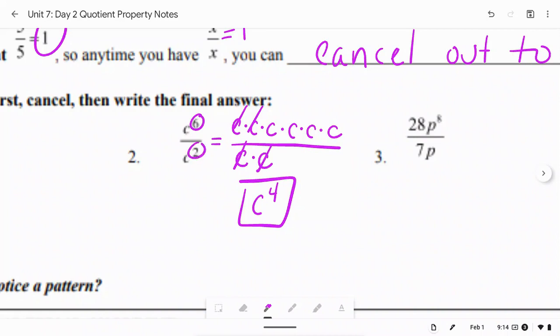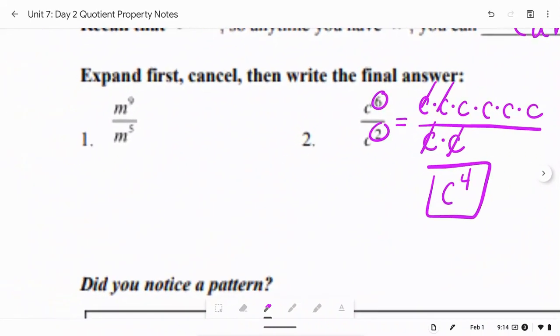So again, there is a shortcut, just like yesterday, to dividing with exponents. If you notice the exponents here, we could just subtract 6 minus 2 to get c to the 4th power. So let's use this shortcut to complete example 1. We're just going to subtract 9 minus 5, and we get m to the 4th power as the answer for number 1.